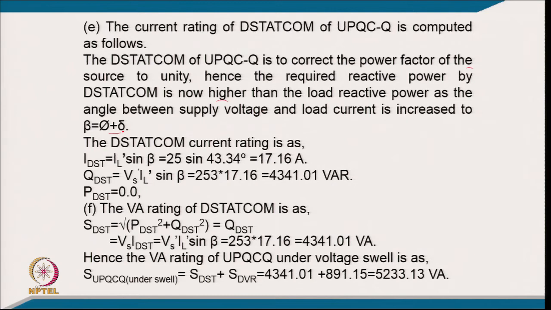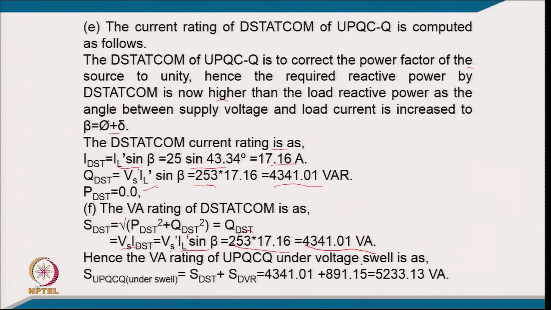So that is beta plus delta, and the D-STATCOM current rating now is IL sin beta, typically 17.16, and Q of this will be the PCC voltage multiplied by the current. So it becomes 41.01 VAR, and the active power is 0 because it is a UPQC. So there is no active power required for the DVR, that is why the D-STATCOM also does not have to circulate any active power. So the VA rating of the D-STATCOM will be the square root of P square plus Q square. So it is Q, and that is VS sin to DST equal to VS into IL sin beta. So this becomes 253 into 17.16. So it becomes 4314 VA.